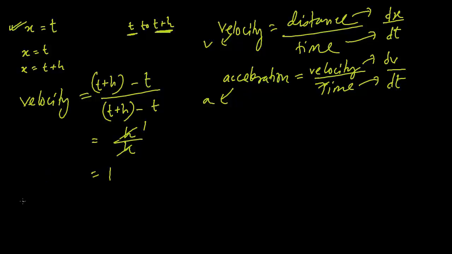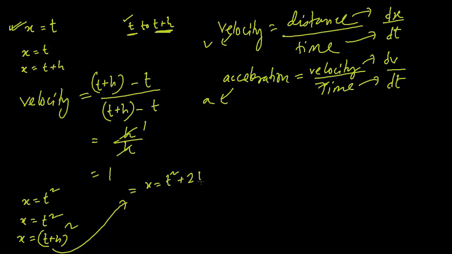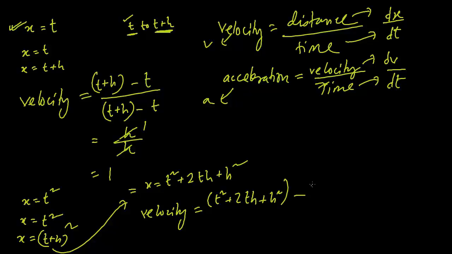Okay, how about if I express the distance in terms of t square? So when we start with t, then the first point is going to be x equals t square. When we put t plus h, the next point is going to be t plus h whole square, which can be broken down using algebra, and we can write x equals t square plus 2th plus h square. So let's find the velocity. So the velocity is going to be change of distance by change of time. So here this is the final distance, so we can write t square plus 2th plus h square minus, initially it was here, so t square.